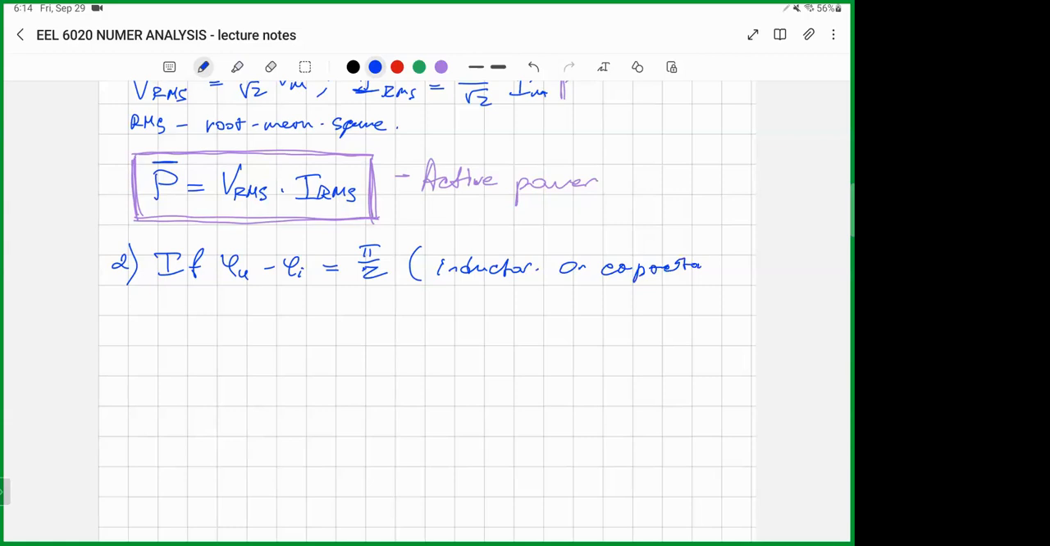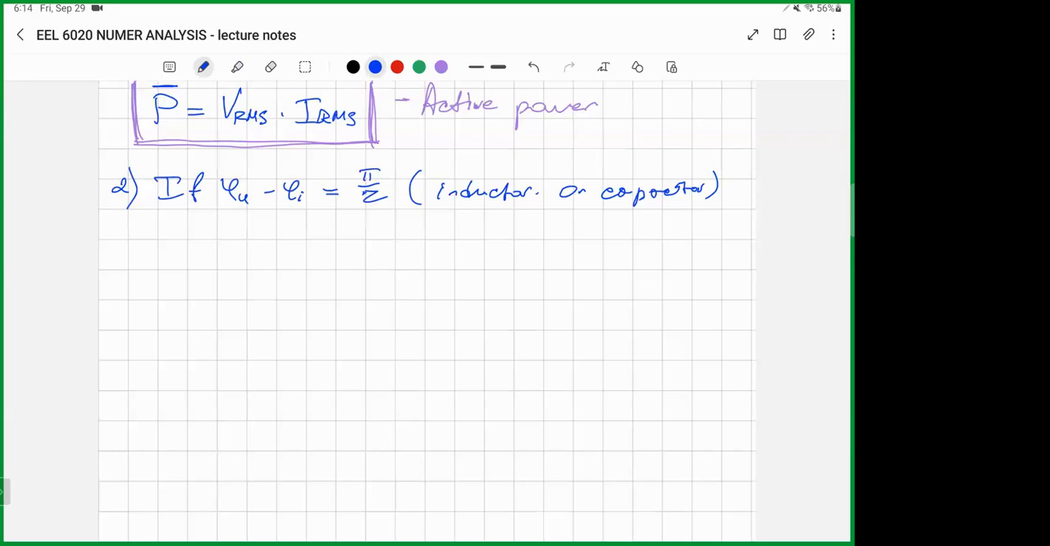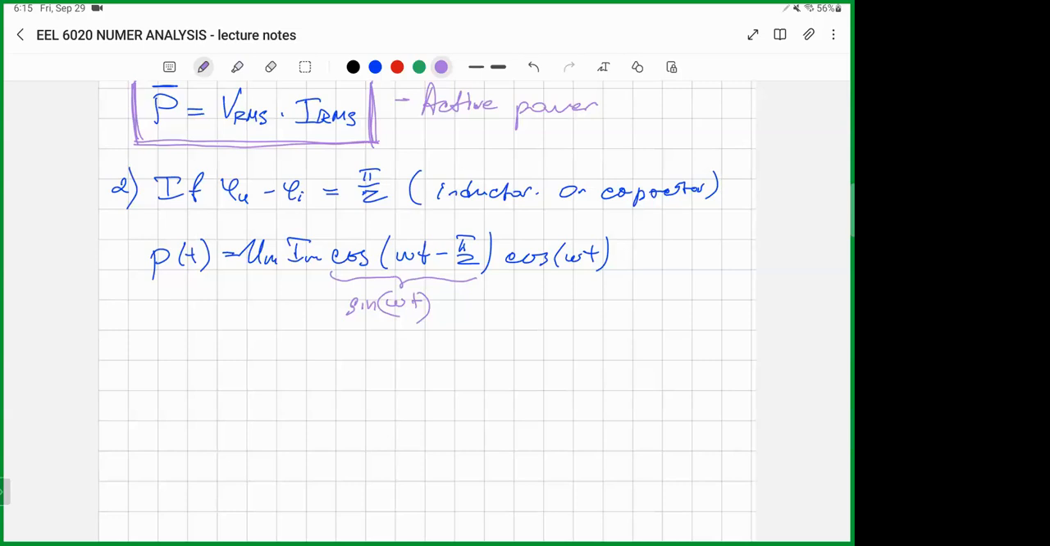Okay, so an inductor or capacitor allows you to achieve a particular phase difference of pi over 2. In this case, the instant power is equal to UmIm cosine omega t minus pi over 2 times cosine omega t. Cosine of some angle minus pi over 2 is equal to sine omega t. So cosine became sine.